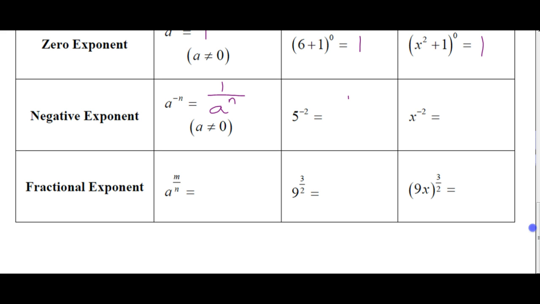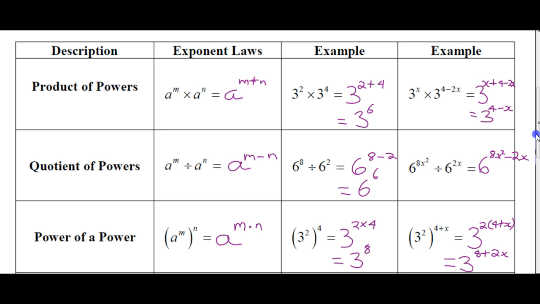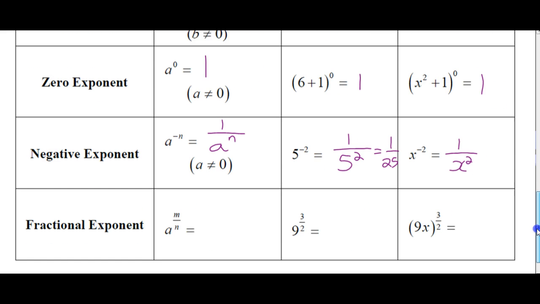5 to the negative 2 is 1 over 5 squared, right, which could then be evaluated as 1 over 25. X to the negative 2 is 1 over x squared. So a lot of times we'll say, express your answers with positive exponents. So if you get a negative exponent, you have to change it. Okay, let's keep doing that.